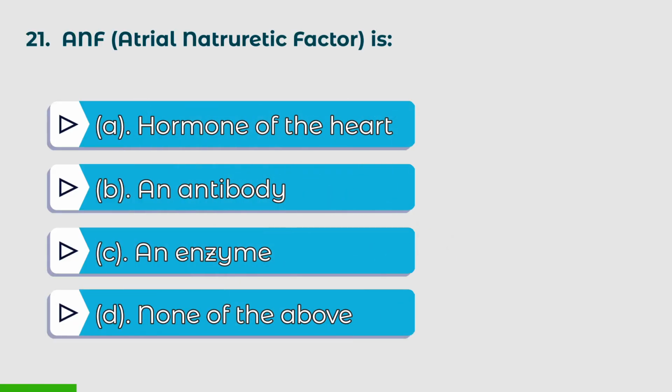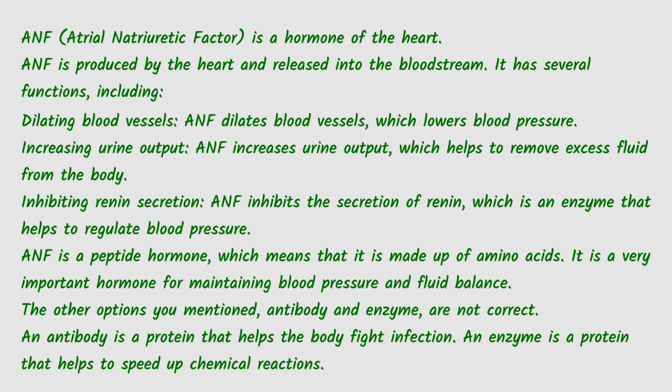21st question. ANF, atrial natriuretic factor, is options: A. hormone of the heart, B. an antibody, C. an enzyme, D. none of the above. The right answer is A. hormone of the heart. ANF, atrial natriuretic factor, is a hormone of the heart. ANF is produced by the heart and released into the bloodstream.